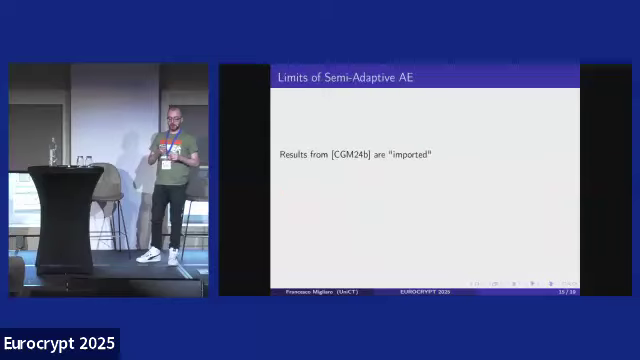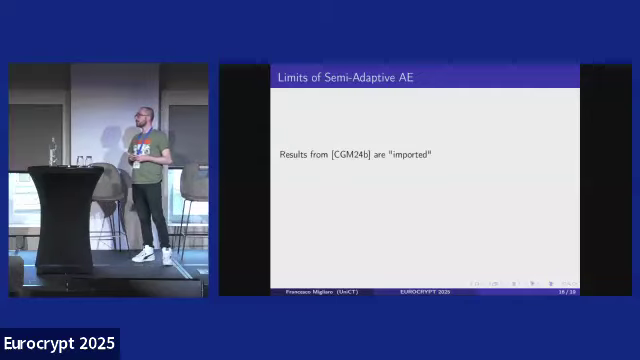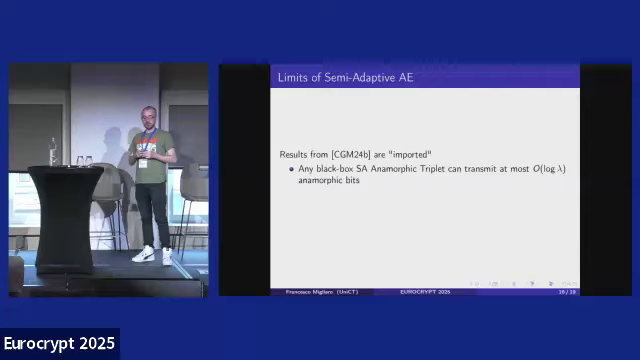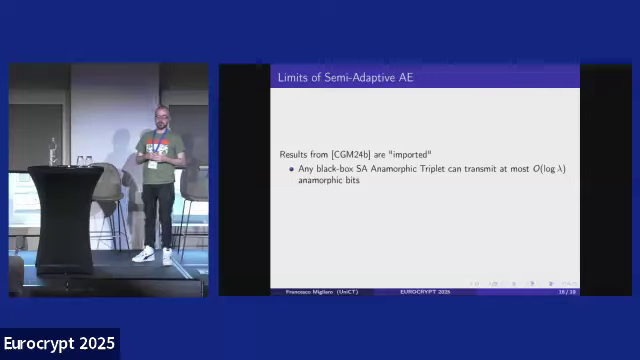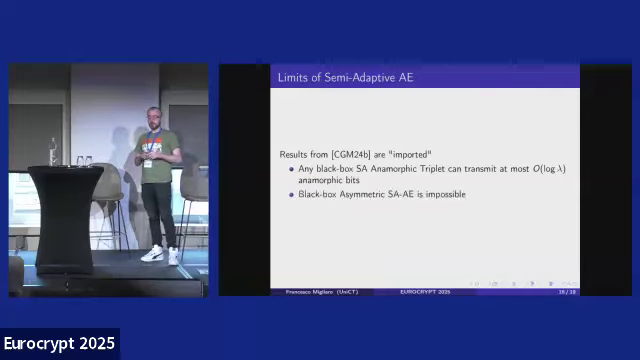Regarding semi-adaptive anamorphic encryption, we can import some previous limits and impossibilities regarding the normal notion of anamorphic encryption. So any black box semi-adaptive anamorphic triplet can transmit at most log lambda anamorphic bits, and black box asymmetric semi-adaptive anamorphic encryption is impossible. Asymmetric anamorphic encryption is just a stronger notion of anamorphic encryption.